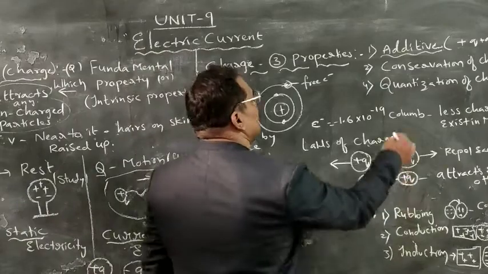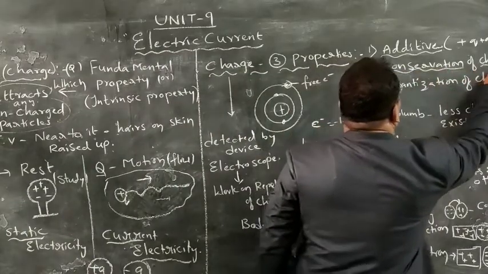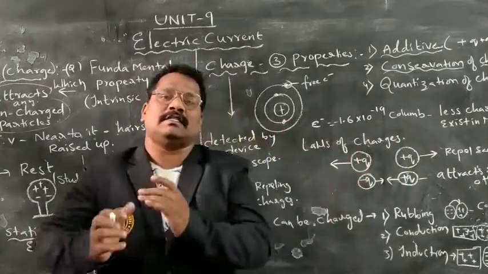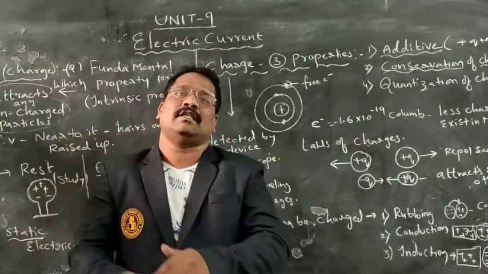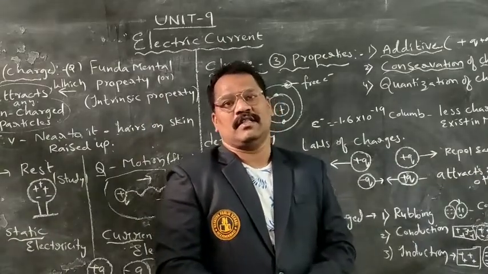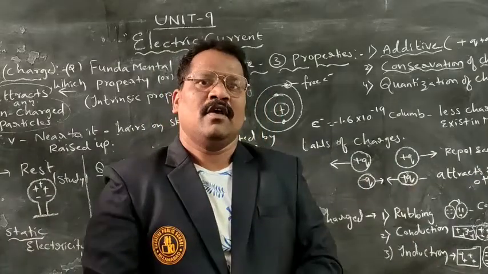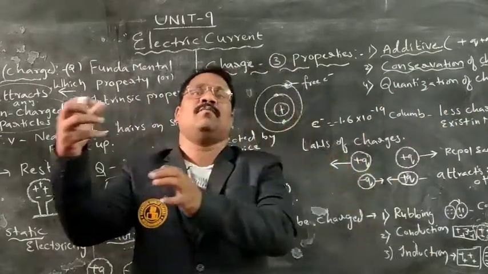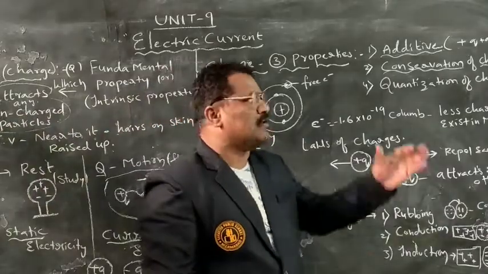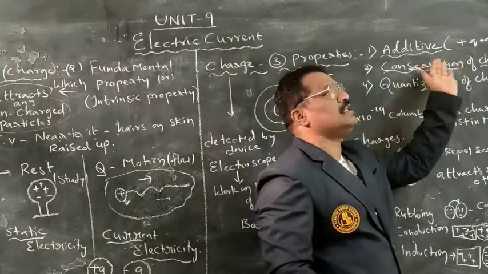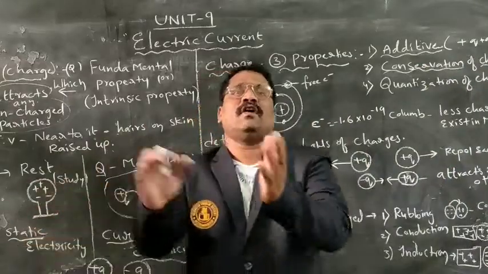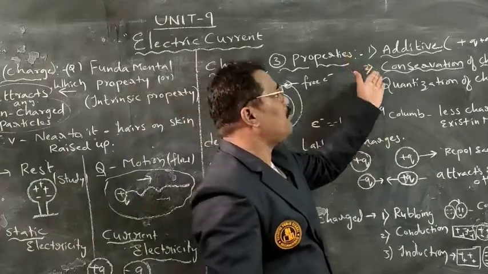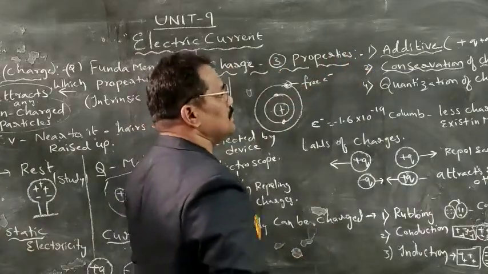The second property of the charge is nothing but conservation of charge. Means what? We have already studied conservation of mass in the chemical equation in the chemistry part. What is meant by conservation of mass? Mass is neither created nor destroyed, but it can appear in another form. Here also, the charge can be neither created nor destroyed, but it can reappear in another form. That particular property also the charge will have.